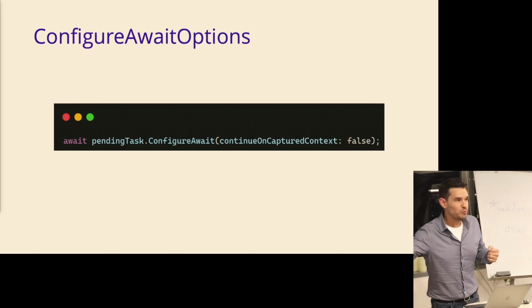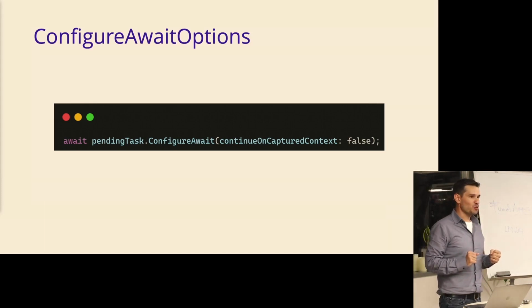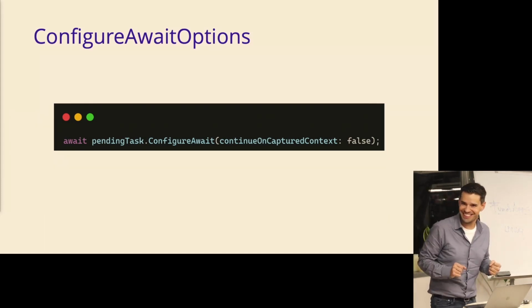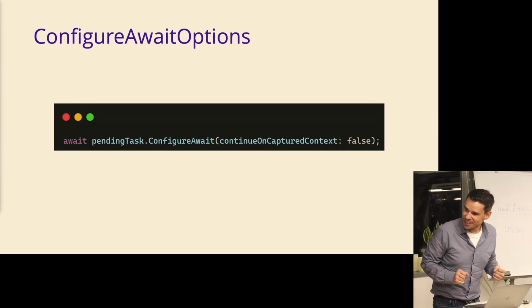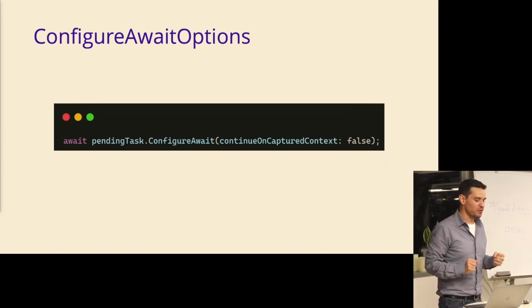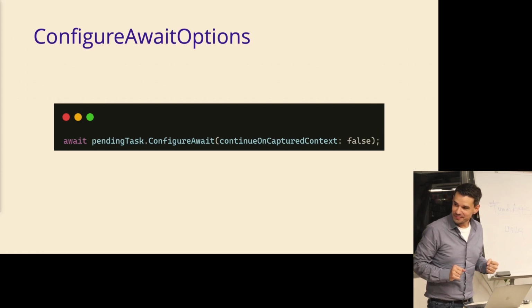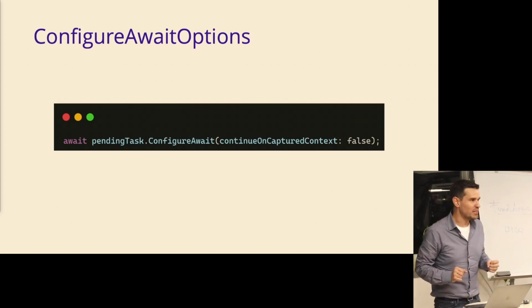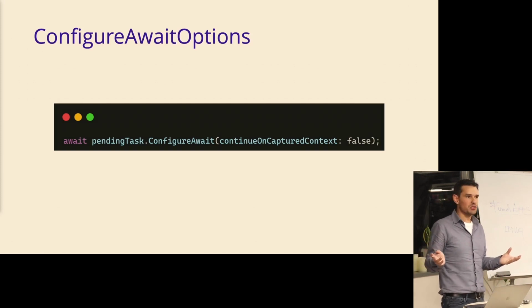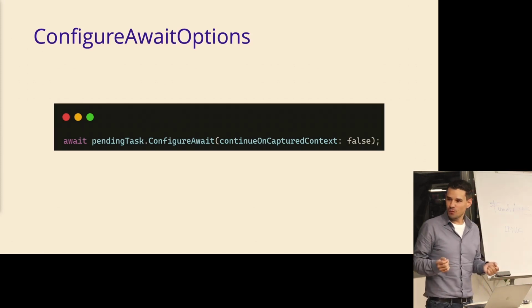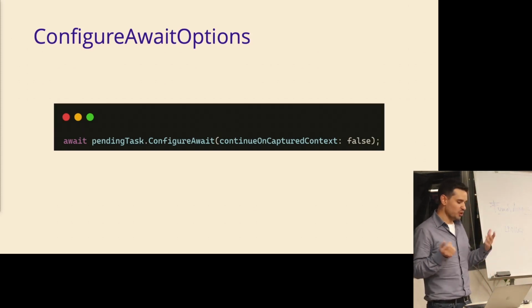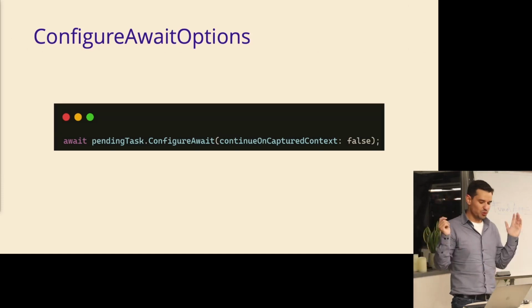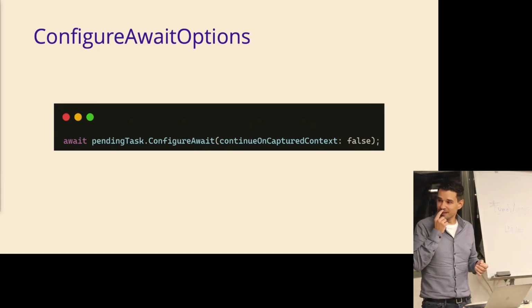Who has called this method before? Can I see the raise of hands? ConfigureAwait. I'll say it's a fairly controversial method. One of the controversies typically lies around its name: why call it ConfigureAwait when it just accepts a bool? Why don't you call it, I don't know, do not capture on current context or something like that?